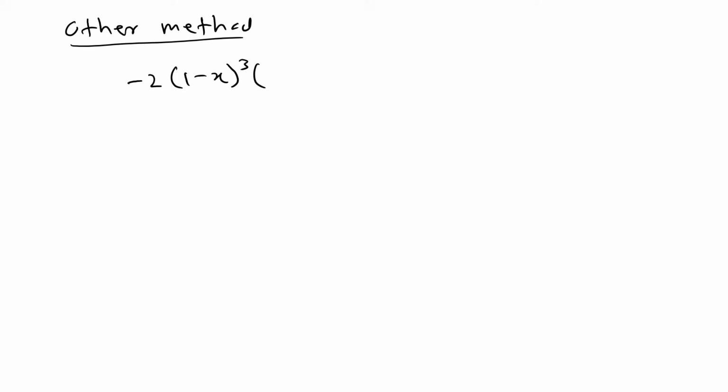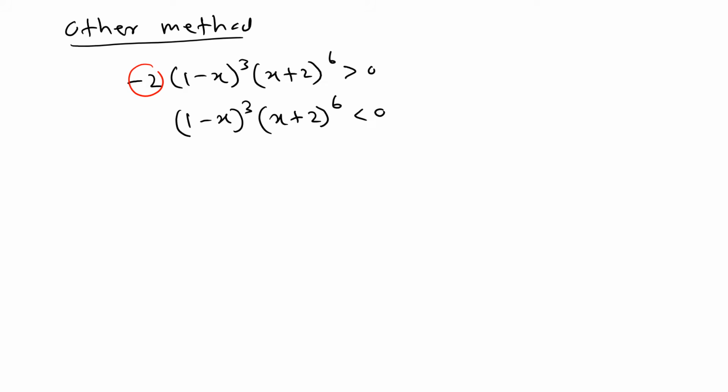Okay, so this is one way. The second method, I'm going to call this the other method. Let's say what else we can do. If you had the problem like -2 times 1 minus x cubed times x plus 2 to the 6th power greater than, what you can do is first divide by this number. If you divide by this number, it's going to switch the inequality. So you get 1 minus x cubed times x plus 2 to the 6th is going to be negative. This problem is very similar to the first problem, and then you can solve it.